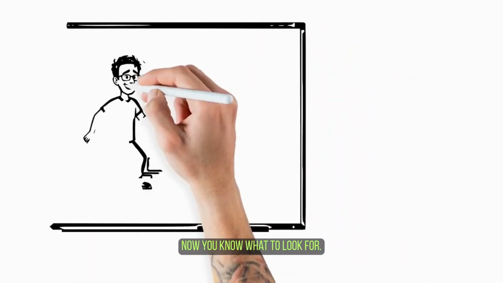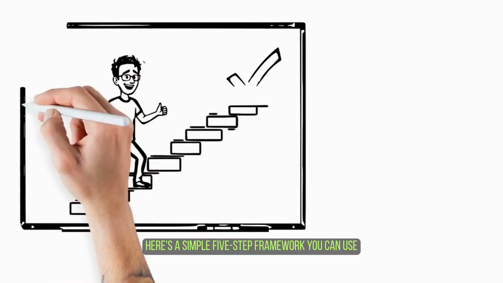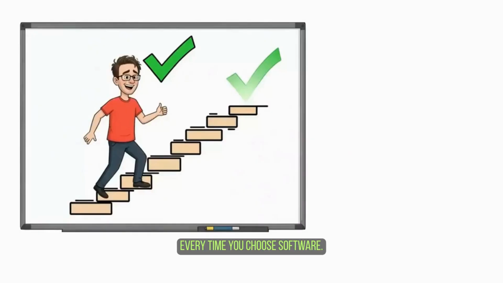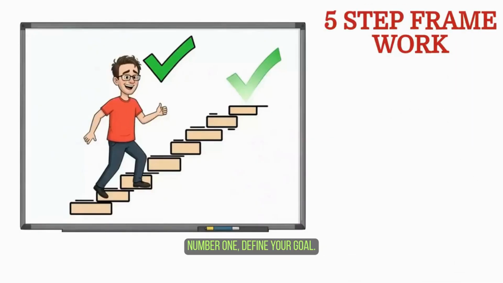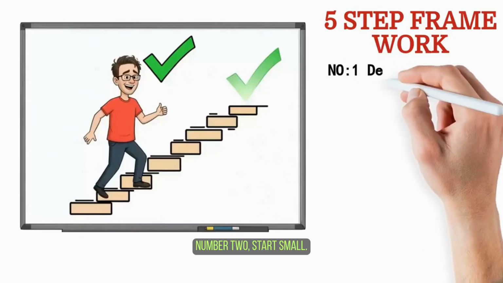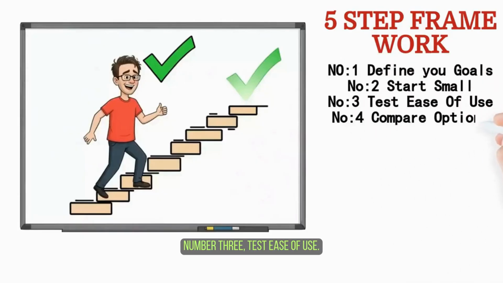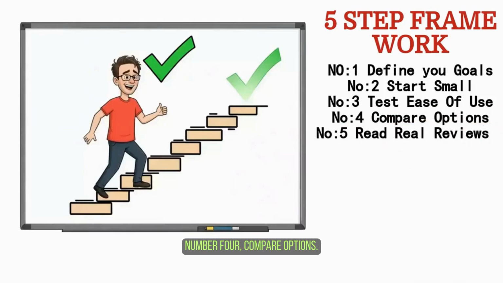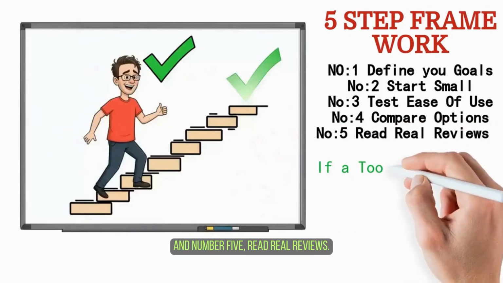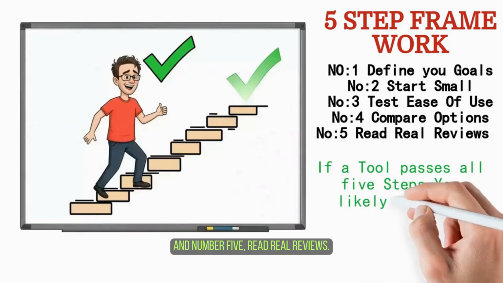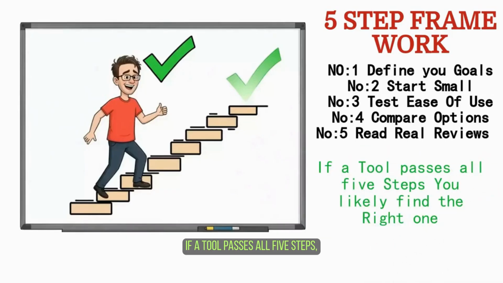Now you know what to look for. Here's a simple 5-step framework you can use every time you choose software. Number 1, define your goal. Number 2, start small. Number 3, test ease of use. Number 4, compare options. And number 5, read real reviews. If a tool passes all 5 steps, you've likely found the right one.